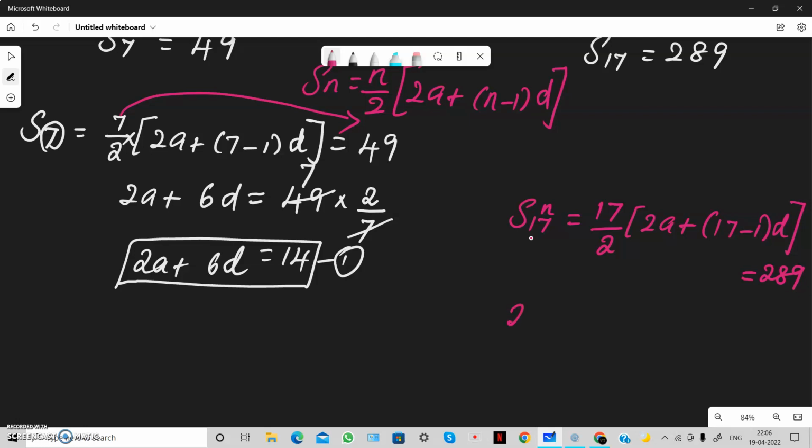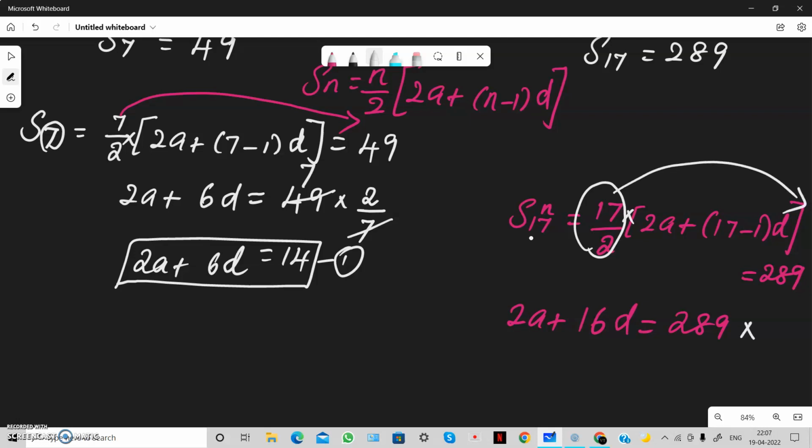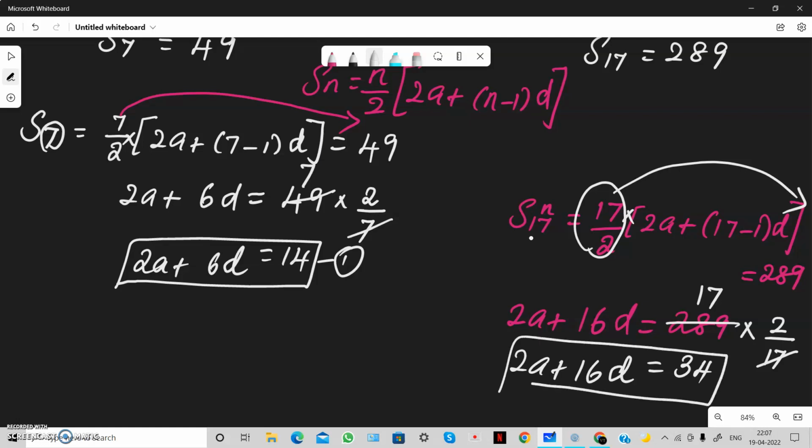So next step, as usual, 2a plus 16d equals 289 times 2 by 17. This 17 by 2 is multiplication, and we are transposing it, so it comes as the reciprocal, 2 by 17. How will you cancel, students? 289 is a square, right? 17 squared. So if you cancel, we have 17. So 17 times 2 is 34. So this is 2a plus 16d, that is equal to 34.